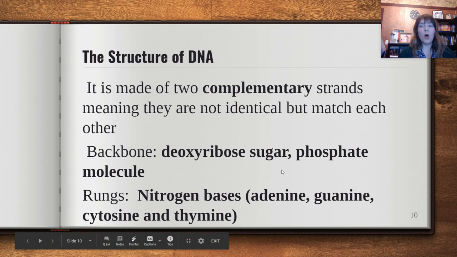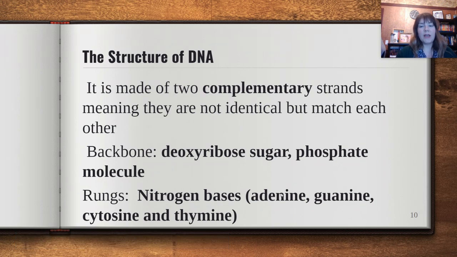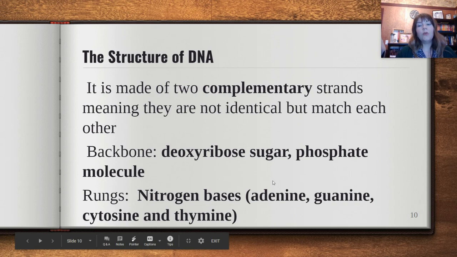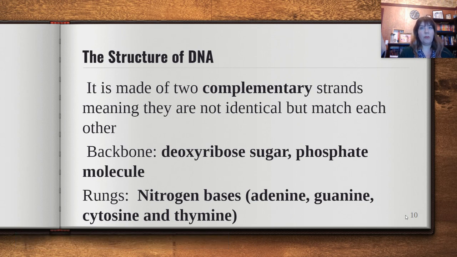Now, the reason we call them complementary is because adenine always pairs with thymine and guanine with cytosine, which means it's not adenine and adenine, guanine and guanine. No, they find their complementary pair and they pair up.